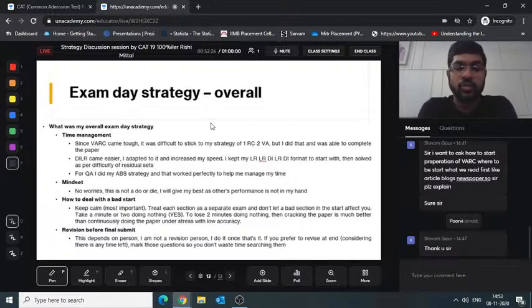Okay. So take a minute or two if you have a bad start to a particular section or if you have had a bad section before the next section. Take a minute or two doing nothing. Yes, I mean it, do nothing. To lose 2 minutes doing nothing and then cracking the paper is much, much better than continuously doing the paper under stress with low accuracy.